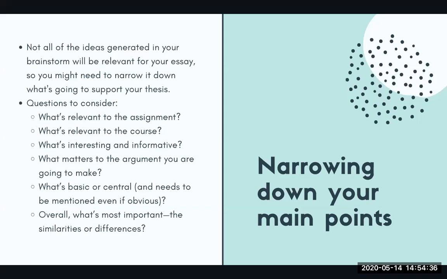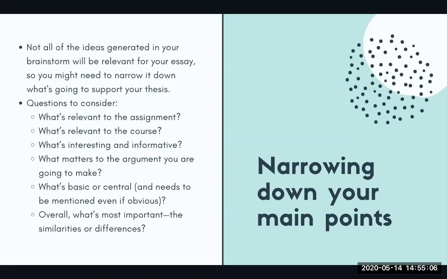What matters to the argument you're going to make? So again, just referencing back that thesis and making sure that you're choosing points that are going to support that thesis. What's basic or central and needs to be mentioned even if it's obvious? So what is most important that needs to be included in order for everything to tie together? And then overall, what's more important, the similarities or the differences?